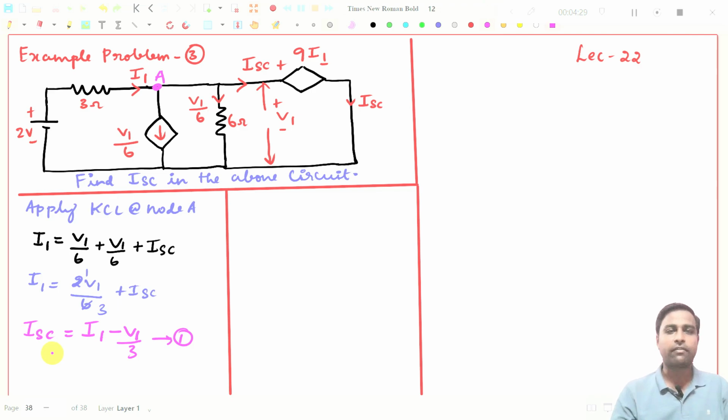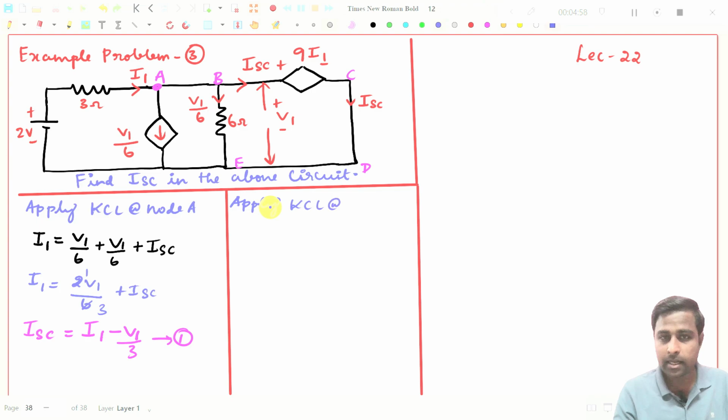For that, I will mark this loop. I will mark this B, C, D, and this point is E. Now I will apply KVL for the loop B, C, D, E.